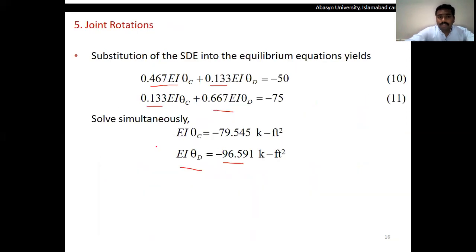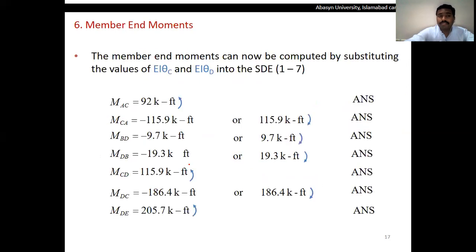Once you have the values of EI theta c and EI theta d, we will plug these values back into the fixed end moments to get the values of the member end moments, and you will get the value of MAC as 92 kip-ft, and similarly the other values of the moments will be calculated.